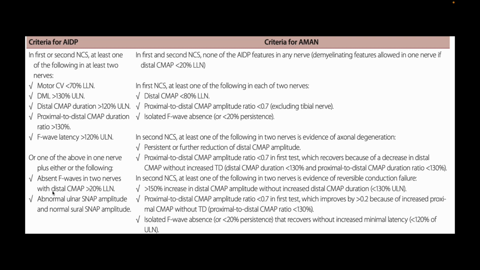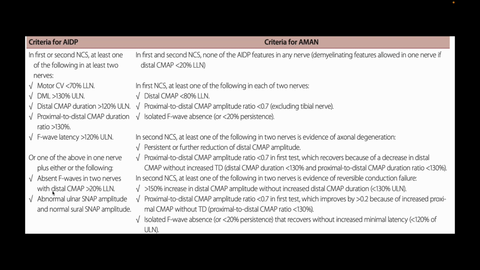That is, F wave absent in two nerves with distal CMAP of more than 20% of the lower limit of normal, which means that the F wave is getting transmitted despite a conduction block. And if this is seen in the two nerves but the distal CMAP is still above 20%, it implies that there is a serious conduction issue, but there is still some degree of signal being transmitted and there is some action potential still being generated.